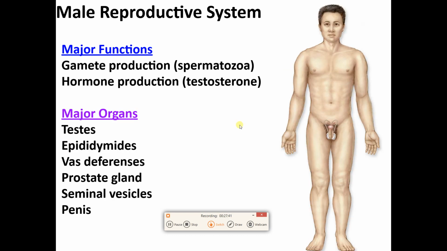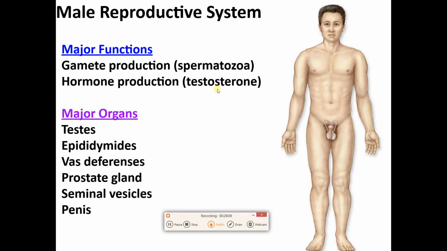Male repro system, we've got testes. Kind of hard to see the little thing on the top of the testes. Those are the epididymides, vas deferens, prostate gland, seminal vesicles, penis. Those are the major organs making sex cells, which are known as gametes. The male ones are sperm or spermatozoa, as well as hormones such as testosterone.